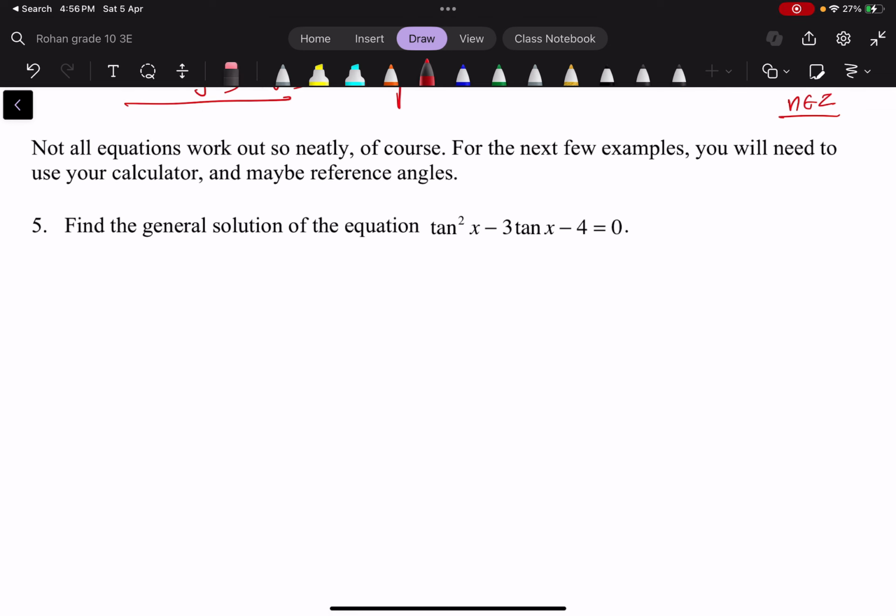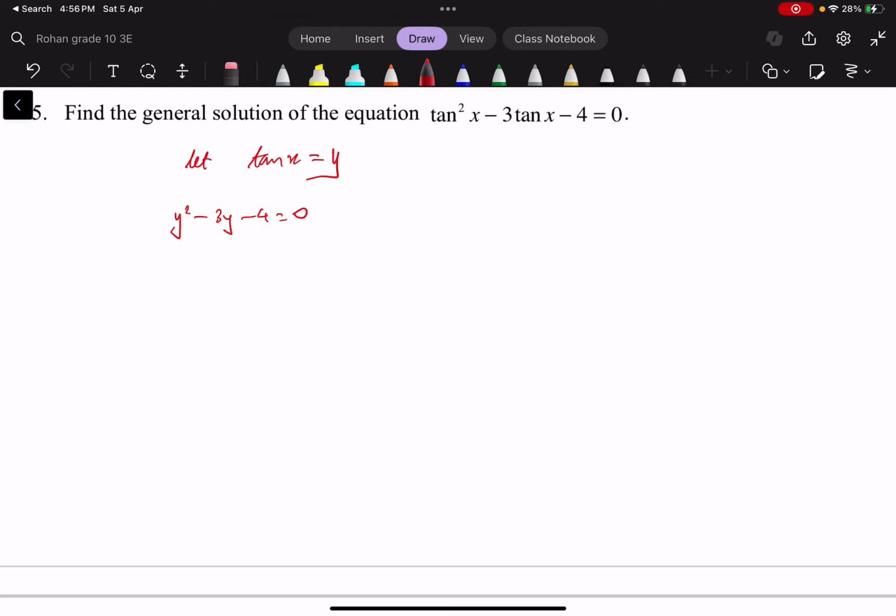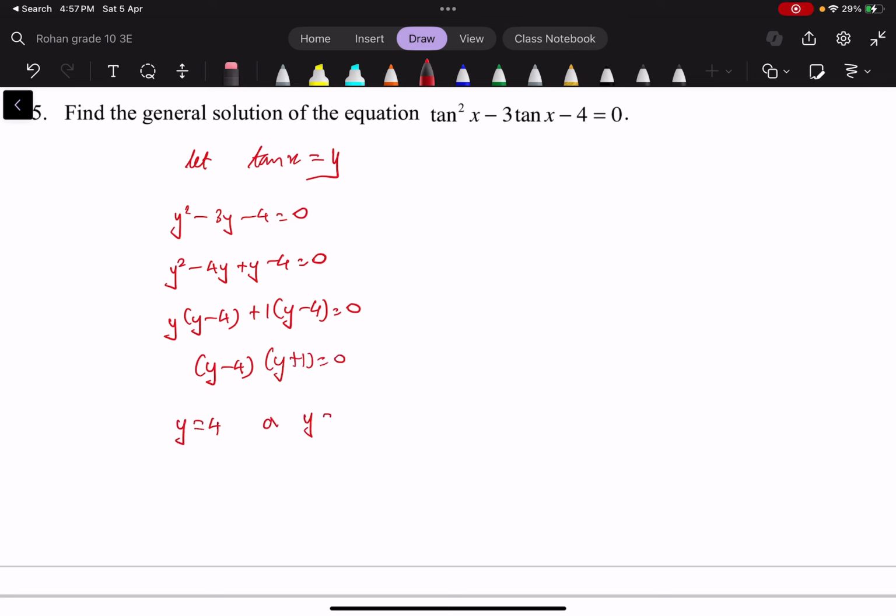Now you can factor this. I thought it was plus 4, but it works with minus 4 and plus 1. 4 won't be a standard value when you're solving it. So y minus 4, y plus 1 is equal to 0. So y is equal to 4 or y is equal to minus 1.